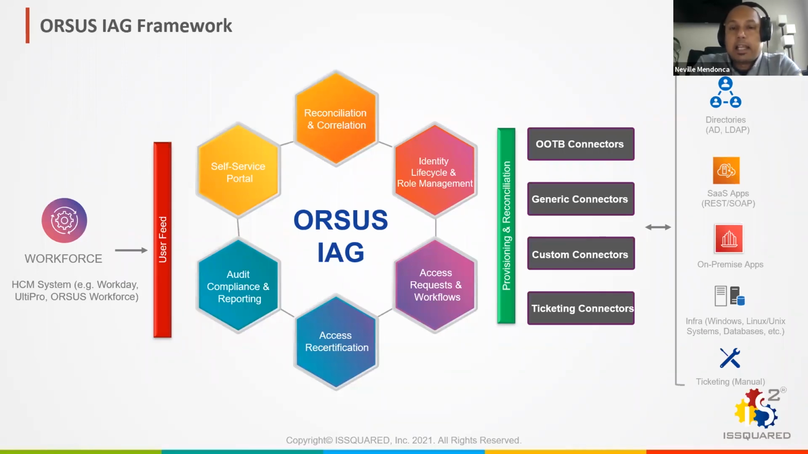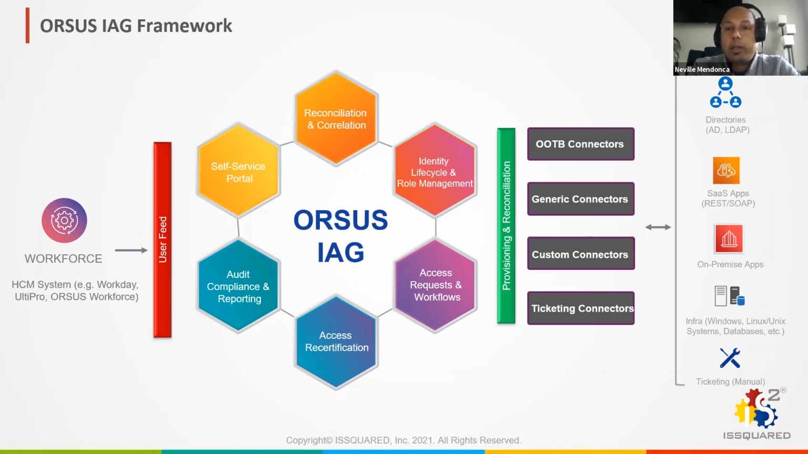This access can then be reconciled or aggregated into ORSUS, and then correlated with the identities that come from the workforce. Now you have one place where you get to see all your users and what access they have, whether they have privileged access. And then you can implement the various processes. The hexagons that you see are the feature set of ORSUS. These are all the processes that we talked about, and I'm going to go into the details in the following slides.